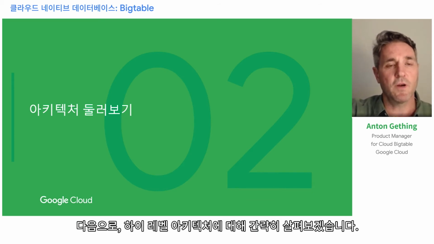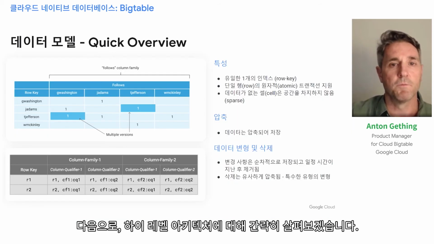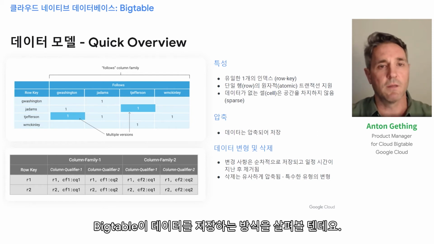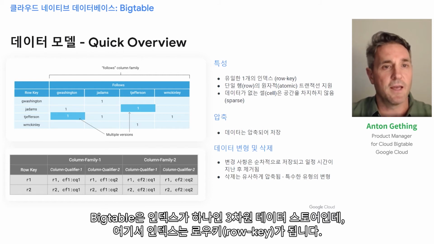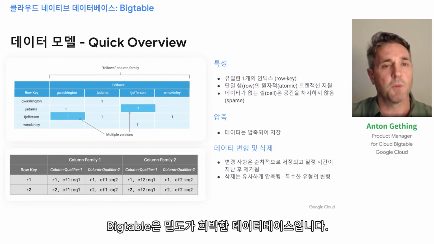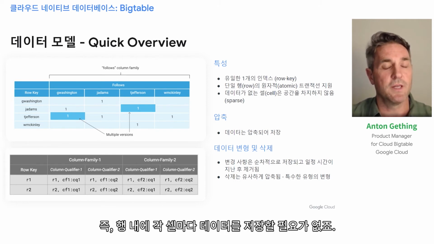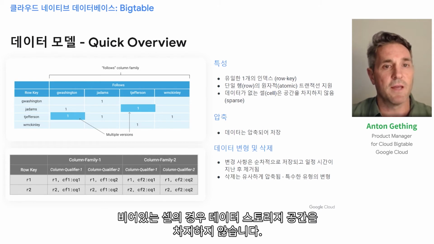Next, we go into a very brief and high-level architecture overview. So here, I'd like to talk a little bit about how Bigtable stores data. And there is more documentation around this on the Bigtable site. Bigtable is a three-dimensional data store with a single index, the index being the row key. Bigtable is a sparsely populated database, which means that you do not need to have data in every cell within the row. For cells that are empty, it takes up no space in your data storage.